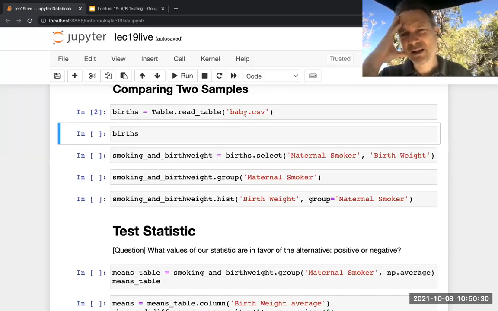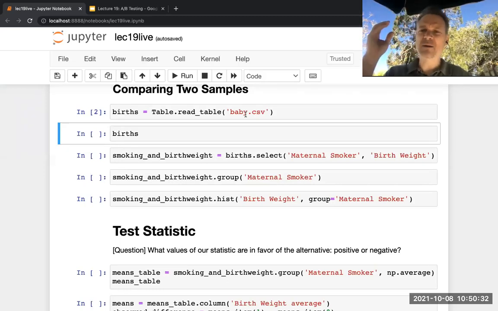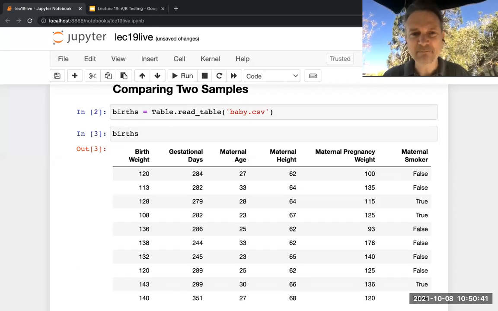They collected, for a bunch of mothers who just gave birth, the weights of their babies, and they asked the mothers, hey, do you smoke or not? Okay, so here's the data set.